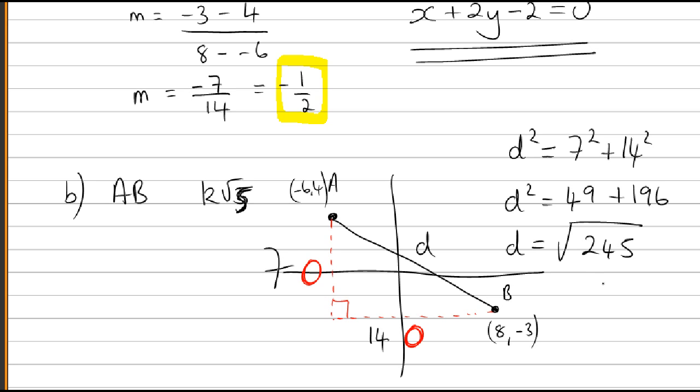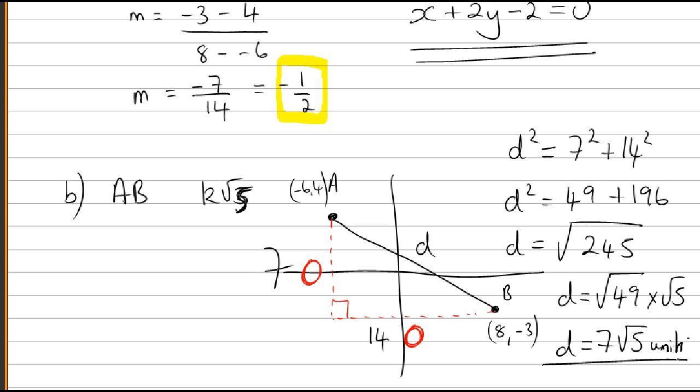And looking for square factors that make up 245, with a little trial and error you should find that 49 times 5 will give us 245. So the distance is 7 root 5 units, and you can clearly see we have it in the form they're asking, where k is 7 and we have our root 5 next to the k.